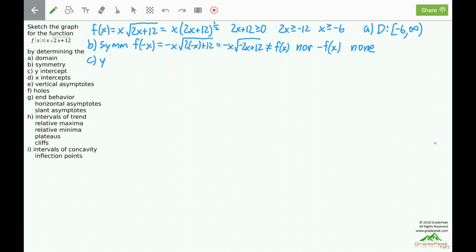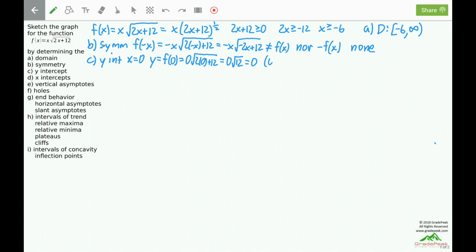For part C, we want to determine the y-intercept. This is the point where the graph crosses the y-axis, defined by x equals 0. The corresponding y-coordinate can be found by plugging the x-coordinate back into the original function, y equals f of 0, which will be 0 times the square root of 2 times 0 plus 12. 2 times 0 is 0, plus 12 is 12. So you have 0 times the square root of 12. 0 times anything is 0.